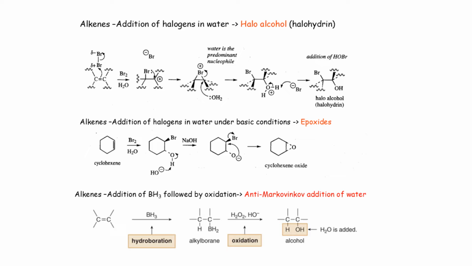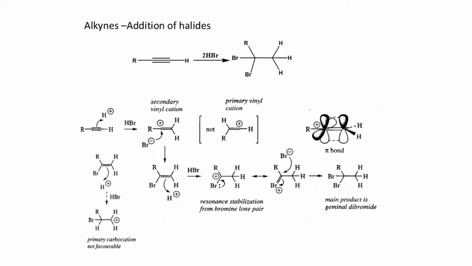Here, we see the addition of halogens in water forming halohydrins, under basic conditions forming epoxides, and the anti-Markovnikov addition of water following hydroboration. Alkynes also participate in addition reactions, particularly the addition of halides. This slide details the formation of primary and secondary vinyl cations and the stabilization mechanisms involved.